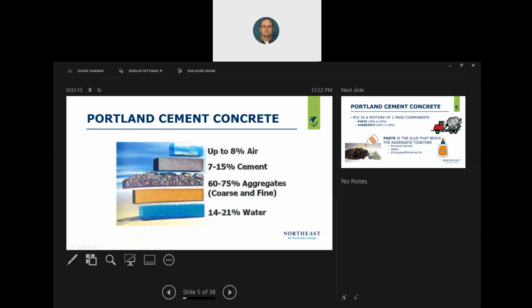So Portland cement concrete is up to 8% air, 7 to 15% cement, 60 to 75% aggregates, and then 14 to 21% water. Okay. So we have three ingredients: cement, water, and aggregates.